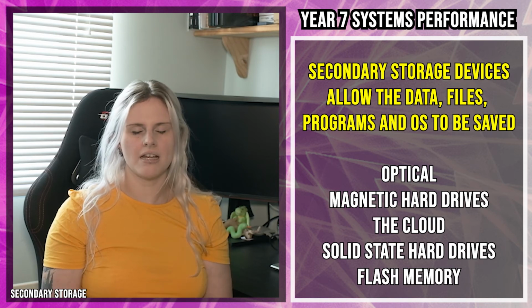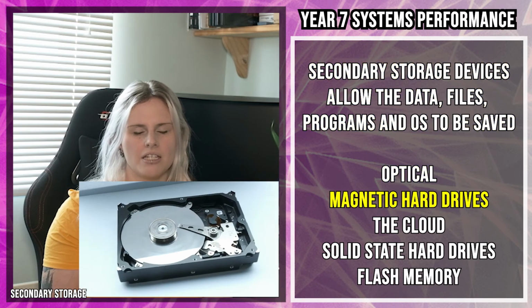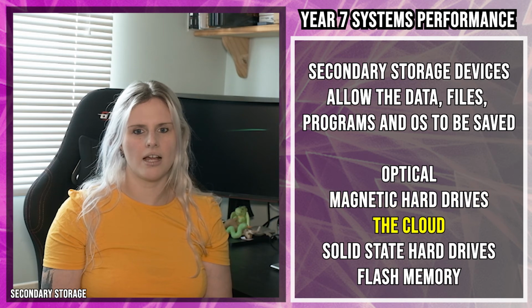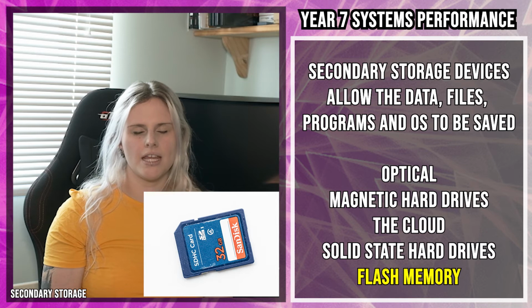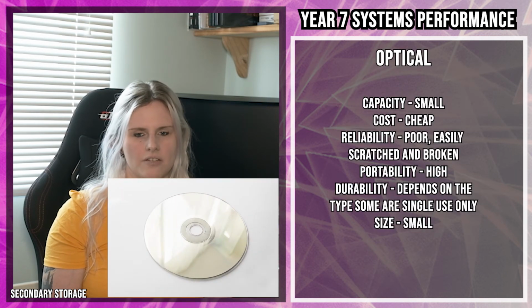Secondary storage devices allow the files, data, operating system and programs to be saved. There are 4 main types of secondary storage. Optical, which is the correct way of saying CDs, DVDs and Blu-rays, magnetic hard disks, the cloud, which is online, and solid-state hard disks. Flash memory is solid-state memory but really small, so USB sticks and SD cards are flash memory. Each type of secondary storage has its advantages and disadvantages.